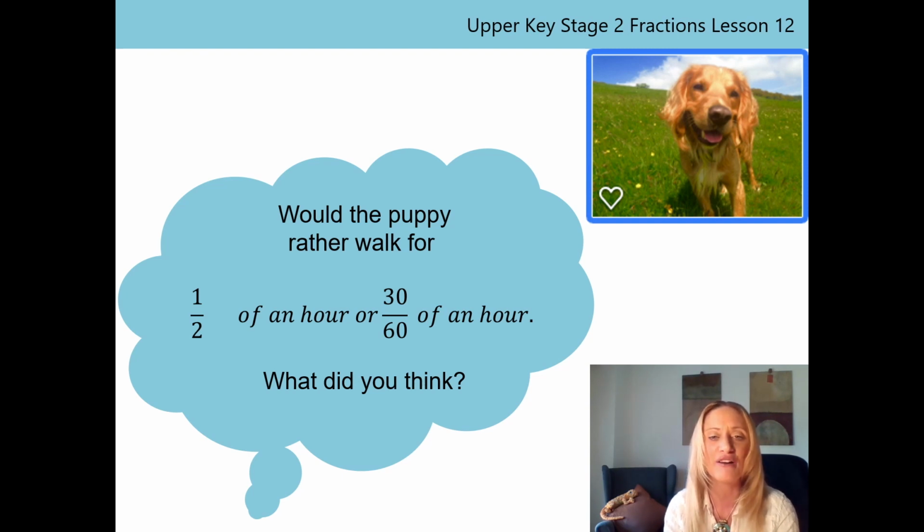What else do you notice about 30/60ths? There are 60 minutes in an hour. Fantastic. So the denominator represents the whole has been divided into 60 equal parts, which are the minutes, and 30 of those minutes is half an hour. Really well done.